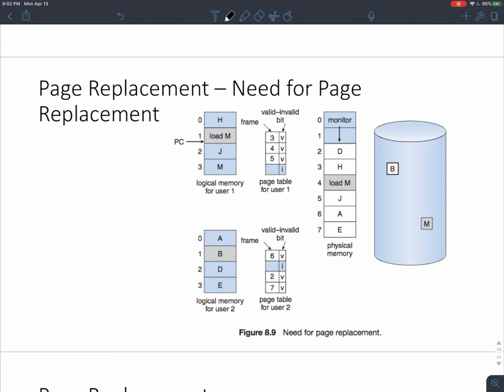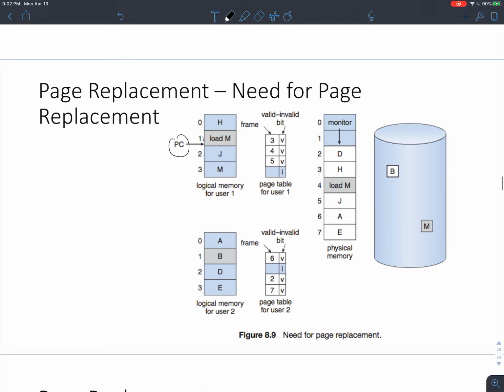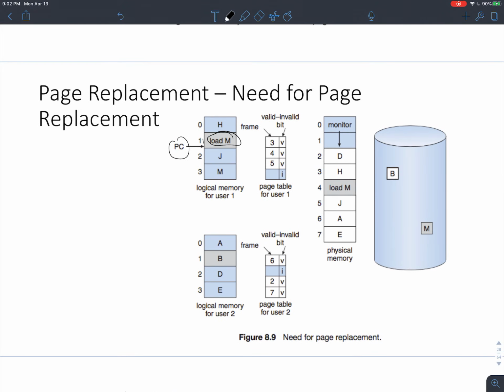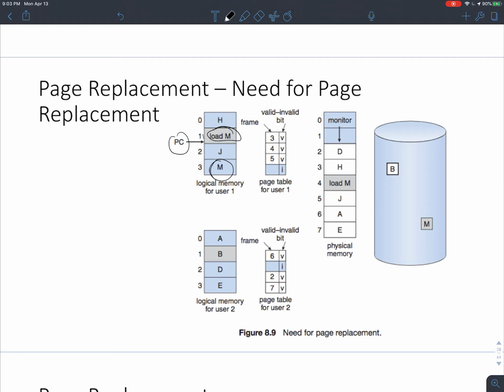Suppose we are executing a program. The user one is executing a process, and PC means program counter. So we are actually executing this page in its program in a process. This page asks us to load M. If you check, M is on the 4th page of this virtual memory space.